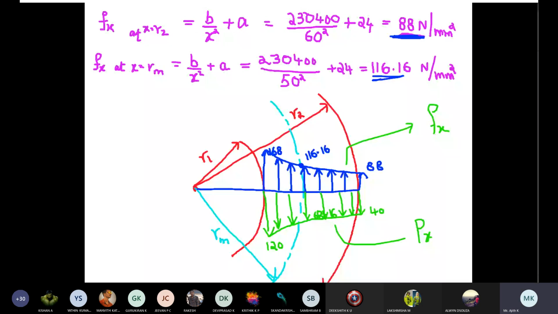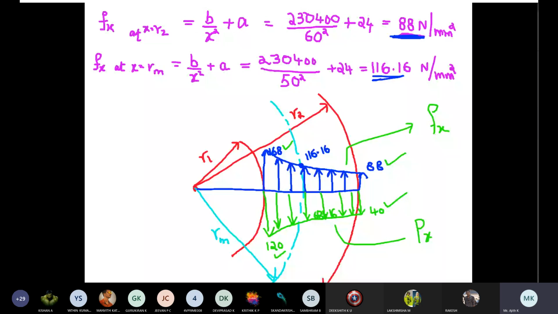If you consider this problem or the previous problem, in both the problems, whether the pressure at the inner surface is greater or the pressure at the outer surface is greater. You can see here the stress at the inner surface is 168 Newton per mm square, and the value of px at the inner surface is 120 Newton per mm square, whereas at the outer surface it is 88 and 40. So obviously the pressure at the inner surface is greater than at the outer surface. Therefore, the possibility of failure at the inner surface will be greater compared to the outer surface.